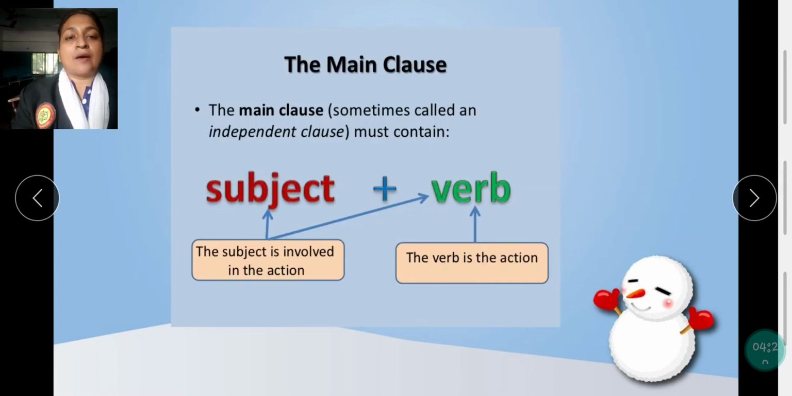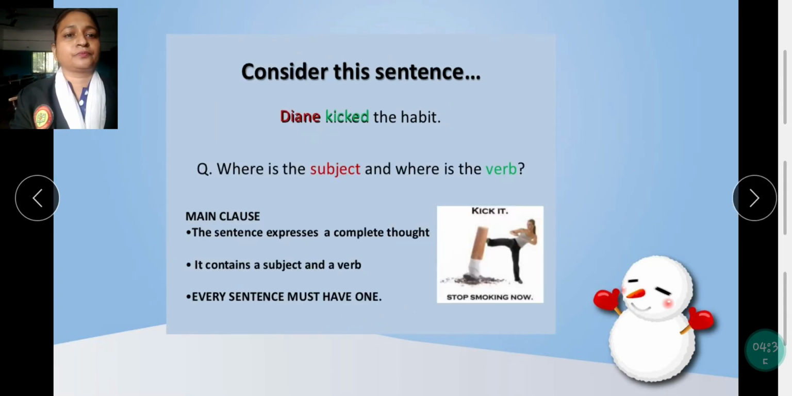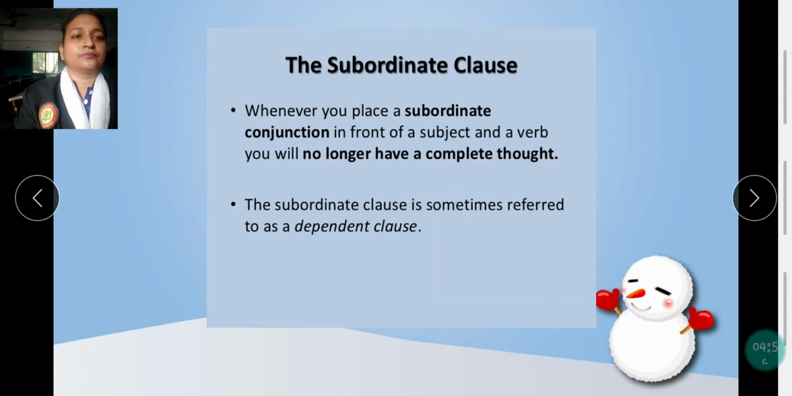Now we will be studying the main clause and the dependent clause. The main clause, which is also known as the independent clause, contains a subject plus a verb. The subject is involved in the action and the verb is also in the action. Consider this sentence: Diane kicked the habit. Where is the subject and where is the verb here? The main clause in the sentence expresses a complete thought. It contains a subject and a verb. So every sentence must have one.